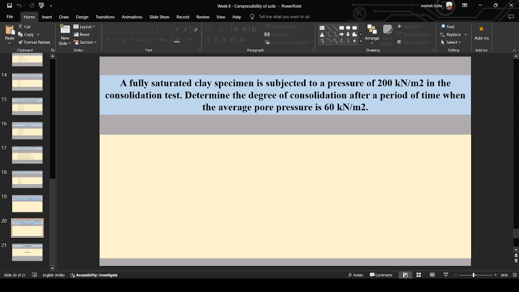Okay, I'll repeat the question once. A fully saturated clay specimen is subjected to a pressure of 200 kilonewton per meter square in the consolidation test. Determine the degree of consolidation after a period of time when the average pore pressure is 60 kilonewton per meter square. Okay, this is the last question.